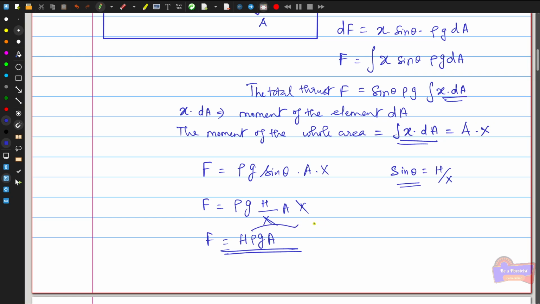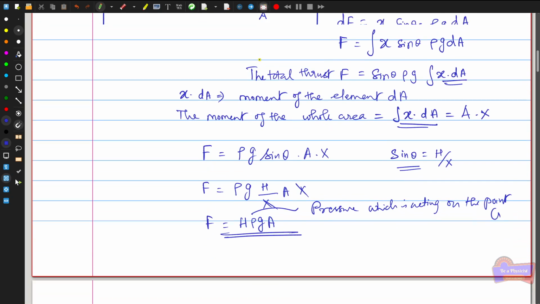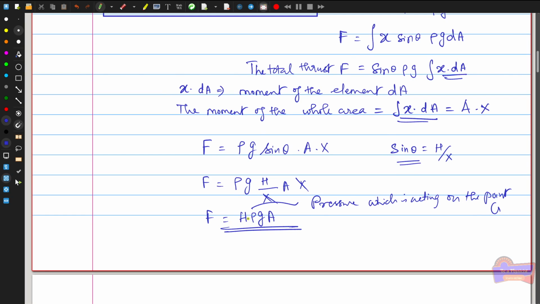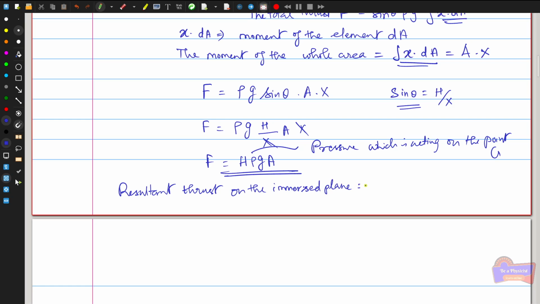This clearly shows that H times rho into g is nothing but the pressure acting at the point G, the center of gravity. So this is the pressure acting at the center of gravity, multiplied by the total area A. So the total thrust can be written as H times rho g into A. Therefore, the total resultant thrust on the immersed plane is equal to the pressure at the center of gravity multiplied by the area of the plane.